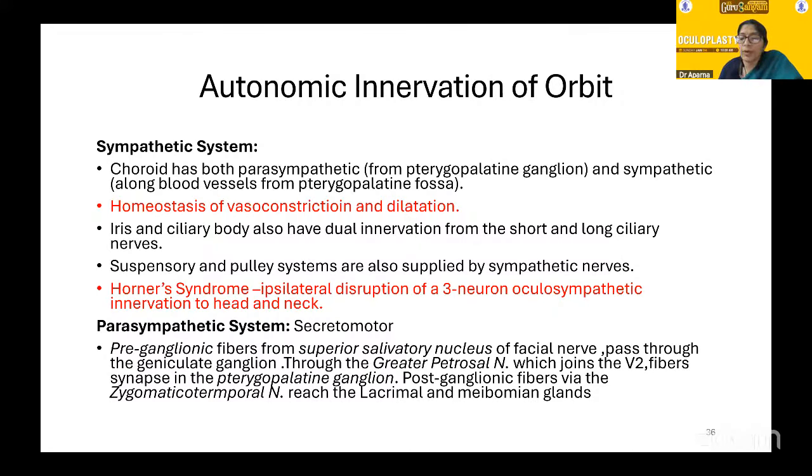So we very well know the approach of deciphering whether it is a first order neuron or the second or the third order neuron which is damaged in this syndrome. Then there's the parasympathetic system, which has mostly the secretomotor function. The preganglionic fibers from the superior salivatory nucleus of the facial nerve pass through the geniculate ganglion through the greater petrosal nerve, which joins the second part of the trigeminal nerve. The fibers synapse in the pterygopalatine ganglion. Postganglionic fibers via the zygomaticotemporal nerve reach the lacrimal and the meibomian glands.